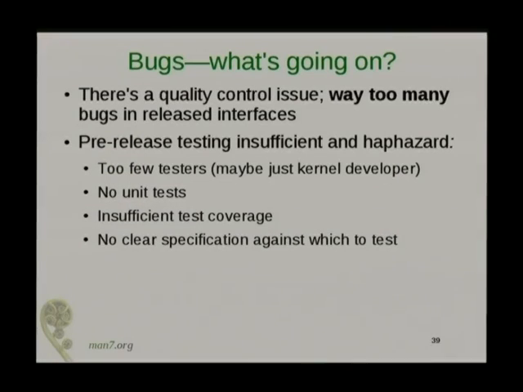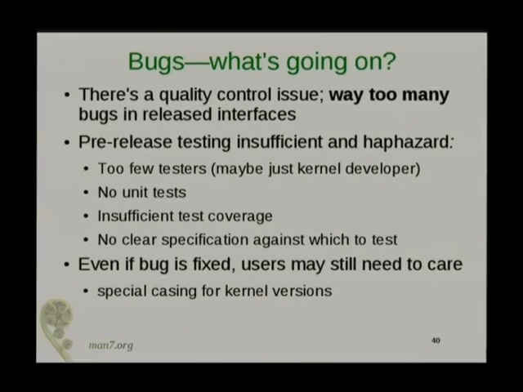I think there's a pretty significant quality control issue. It seems like a significant proportion of interfaces go out the door and they're buggy, even in the stable kernel. There's not enough people doing testing. Unit tests are something for Java programmers, aren't they? There's insufficient test coverage, and perhaps most tellingly, there's no clear specification of what to test against. In other words, someone comes along, they code the new interface and put it out there, and they think they know what the interface is supposed to do, but perhaps no one else does, because they haven't explained what the interface does, they've just released it.